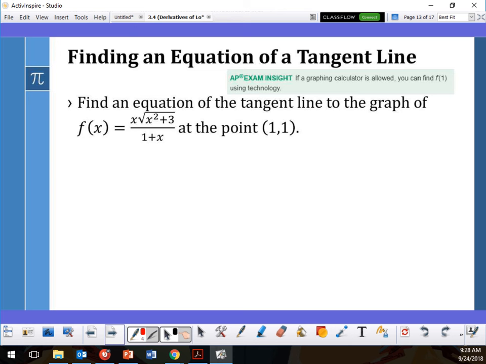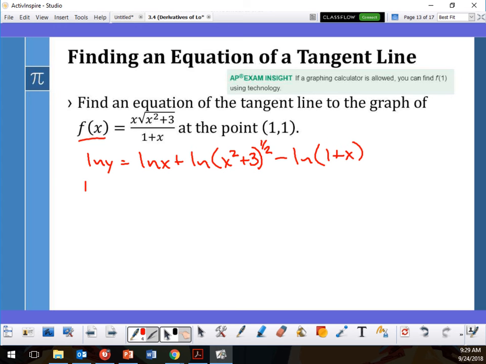So just go ahead, ln both sides. So that would be ln. We're basically calling this thing right here y. It means the same thing. So it's going to be ln y equals. Break it up as I go. So it's going to be ln x plus ln of x squared plus 3 to the 1/2 minus ln of 1 plus x, right?